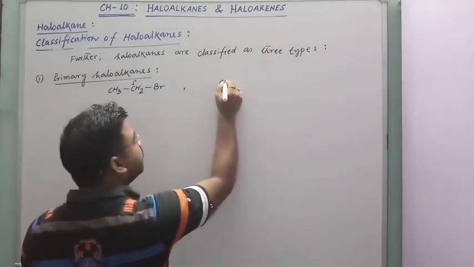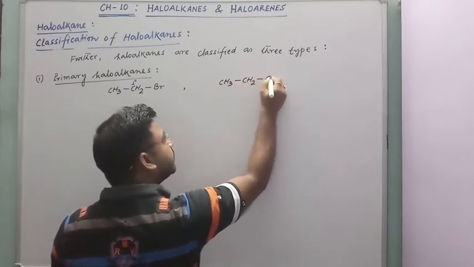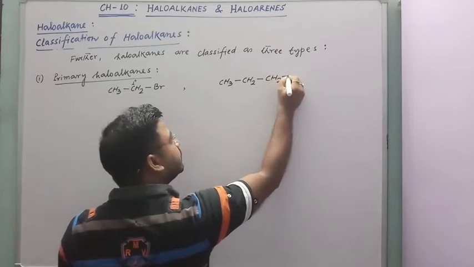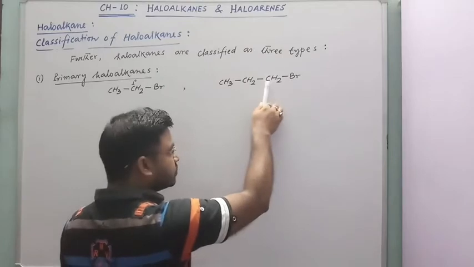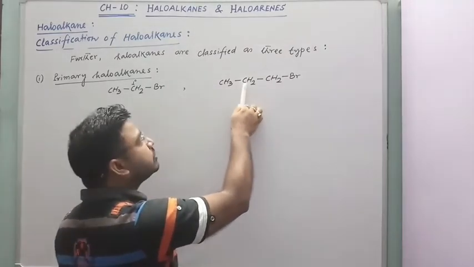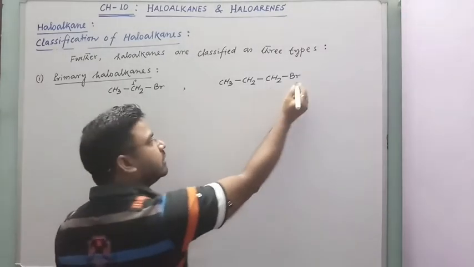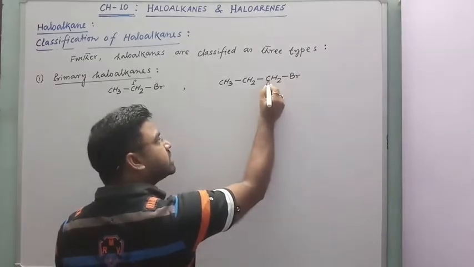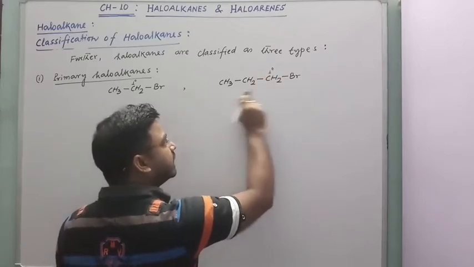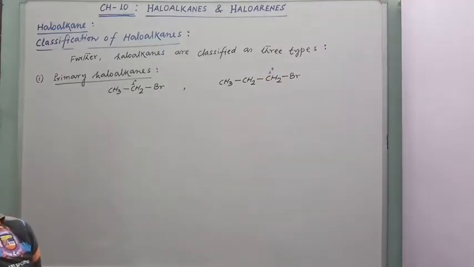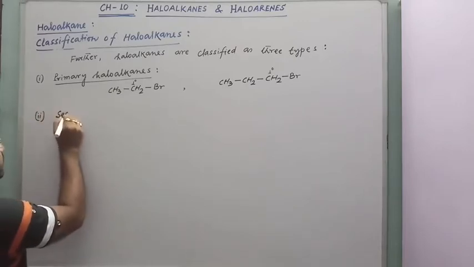Say another example, CH3CH2CH2Br. Here you see this bromine is attached with this carbon atom, this carbon is directly attached with only one carbon atom. With this carbon atom, this carbon is not directly attached. So bromine is attached with this carbon, and this carbon is directly attached with only one carbon atom. That's why this carbon is primary carbon, and this compound is primary haloalkane. Second type, secondary haloalkane.